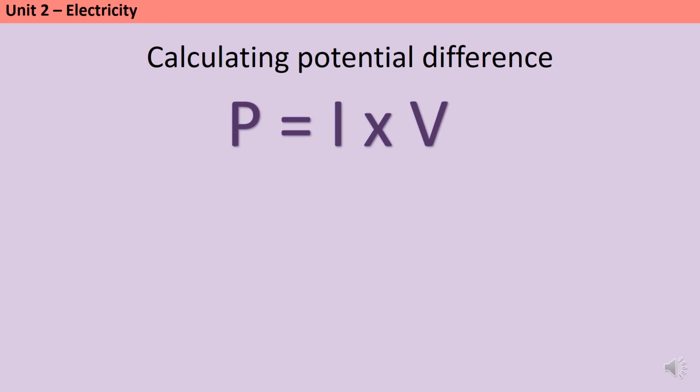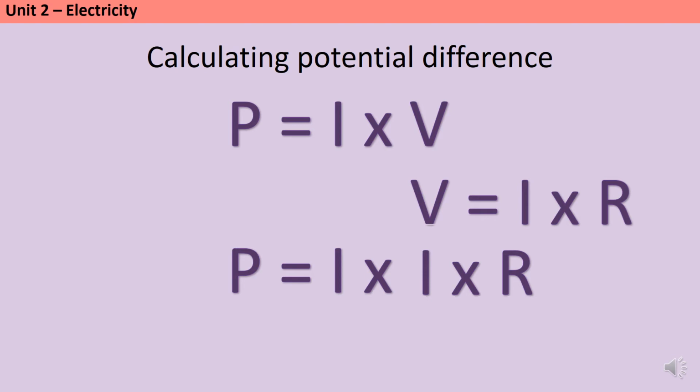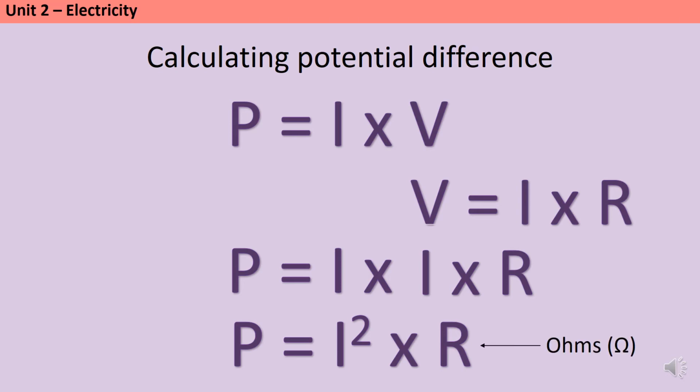We've just met equation 17, P equals I times V, and in the previous video about potential difference, we learned that V is I times R. So if we substitute in I times R wherever we find V, then we're left with P is I times I times R. And if we simplify that, then we get power is current squared times resistance. This is equation number 18 that you're supposed to memorise, but as you can see, if you know the previous two, you can figure it out. The one thing we should mention, of course, is that resistance is measured in ohms.